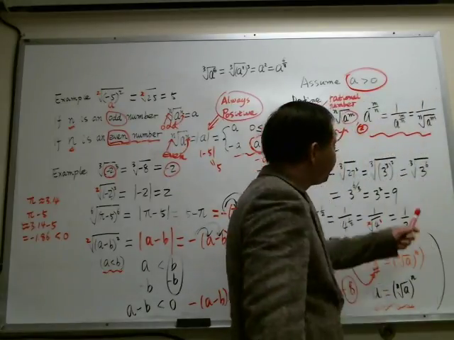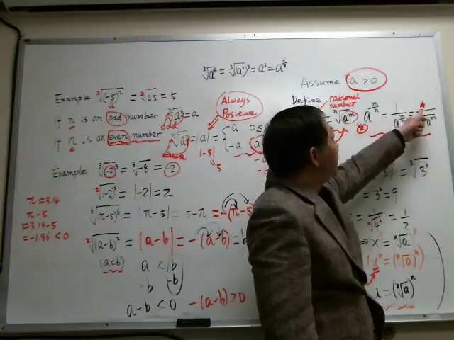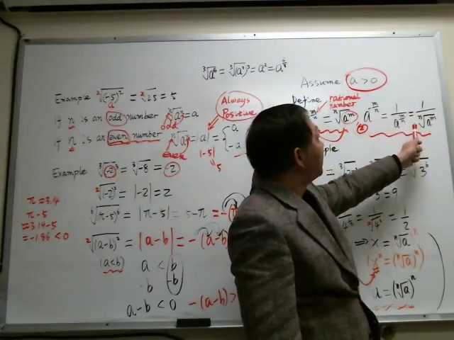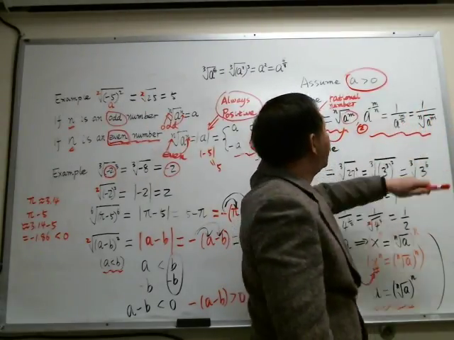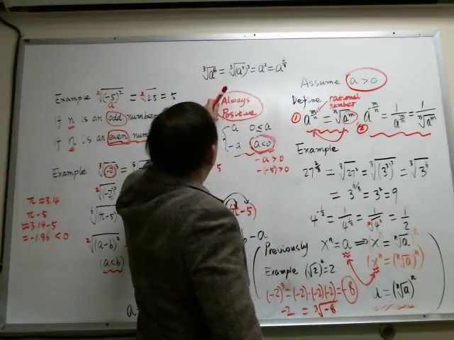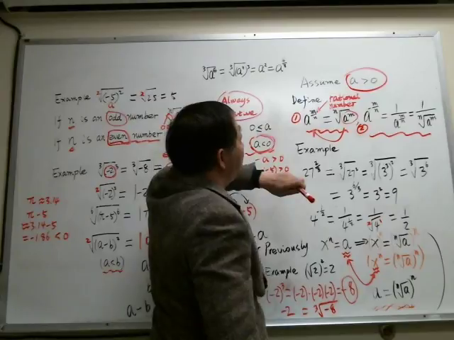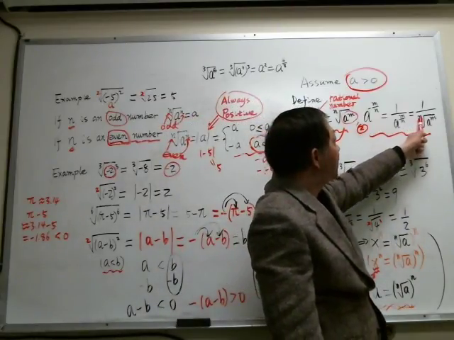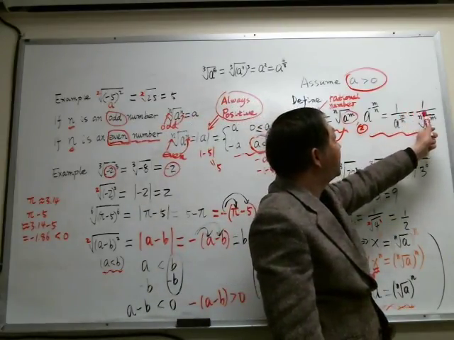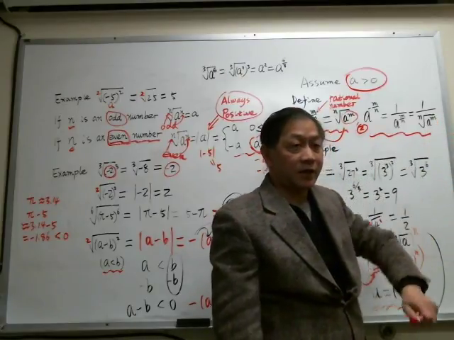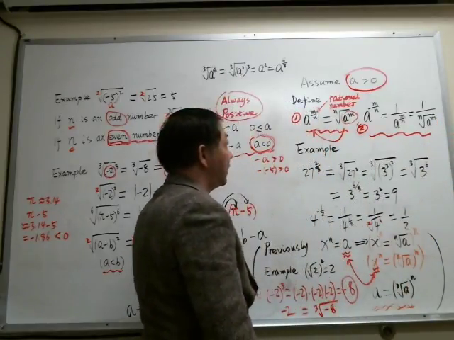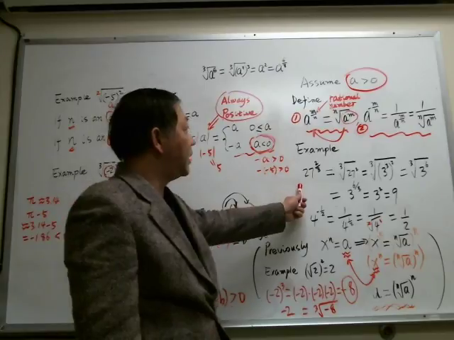Then the rest of the steps are the same: n goes down on the denominator. Here it is 3, and that will be our radical exponent. m on the numerator is going to be our exponent. That's the definition. And here is the application.